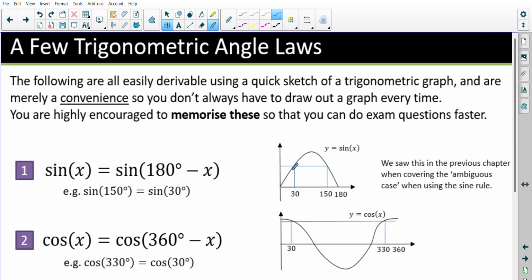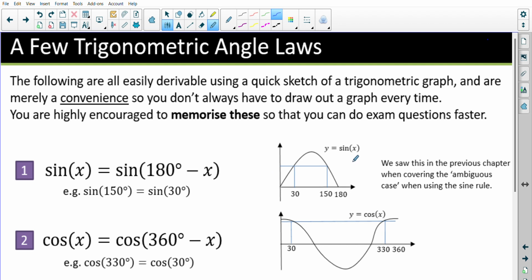So if we look at these laws then, the first one is to do with sine. If you know the sine graph already, sine 30 degrees gives me an answer of a half. I'll get the same value, a half, for sine 150 degrees. So whatever the angle is, if I do 180 minus that angle, there'll always be another solution for the same y value. So that was one example there.